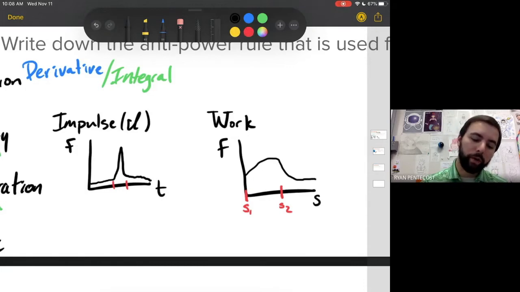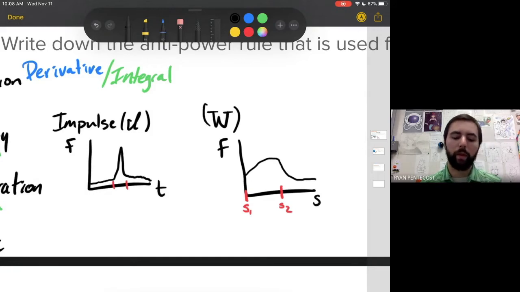And work is shown by this W here. That's the symbol we will use for work. But that is all next chapter. But that's what integration allows us to do.